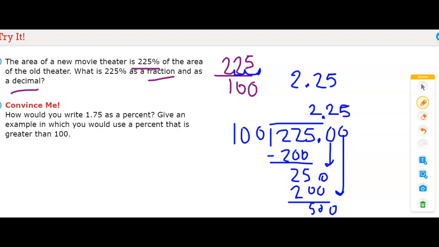So these are just two ways of changing a percentage to a decimal. And also with your fraction 225 over 100, you may certainly simplify that. But if it does not ask you to, you can leave it as the number over 100.